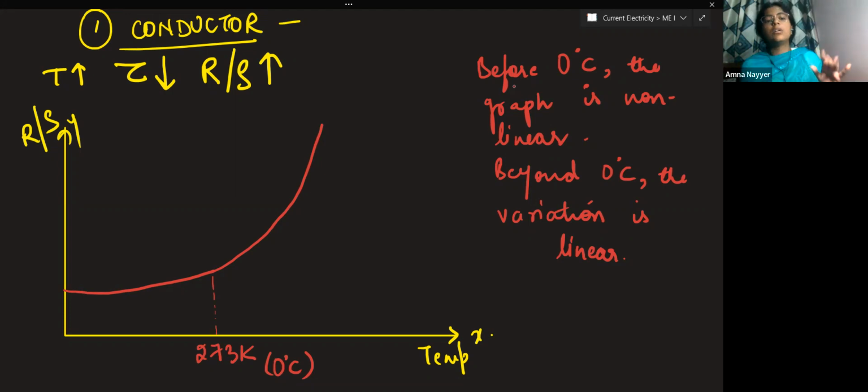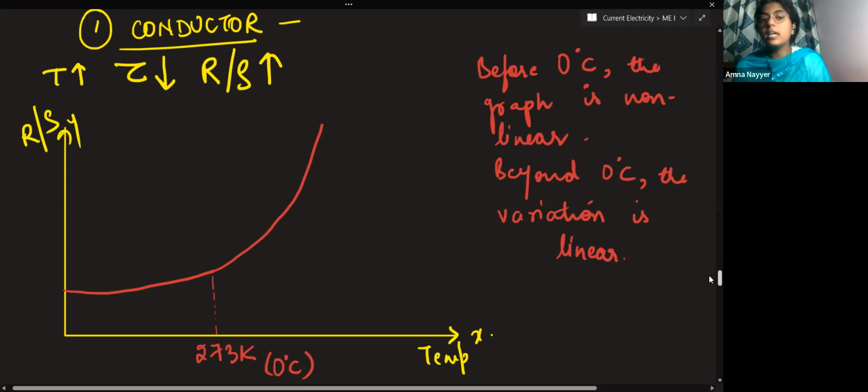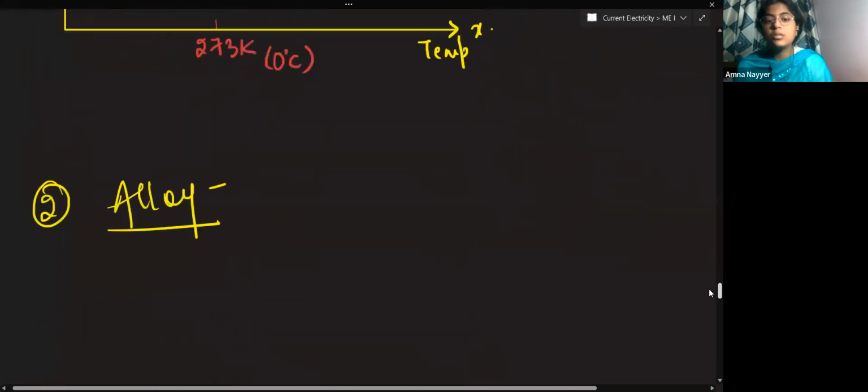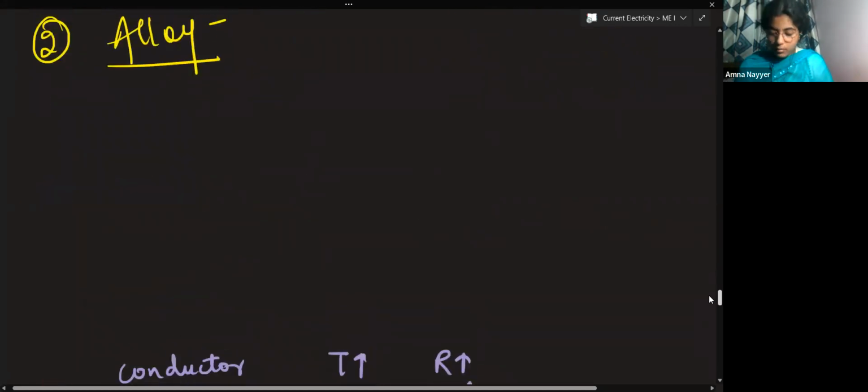So for a conductor, resistance and resistivity vary with temperature. In exams, like your UT examinations or a current electricity test, the chances of these graphs coming into a question are less. But this is in your syllabus because it is there in semiconductors, so we'll see it in detail there. Right now, as we are dealing with resistance and these topics, you have to be aware. Now, alloys. What happens to alloys?